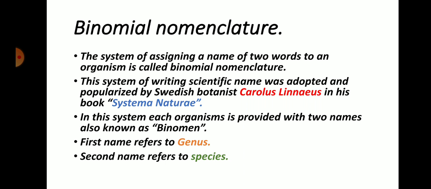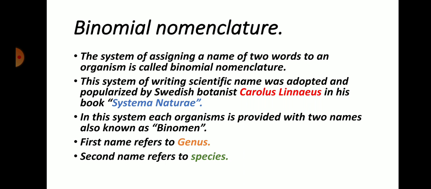This system of writing scientific names was adopted and popularized by the Swedish botanist Carolus Linnaeus in his book Systema Naturae. Carolus Linnaeus is known as the father of systematics, because he visited many European countries and made careful observations of plants and animals. He published his scheme of classification in his famous book Systema Naturae in 1753.